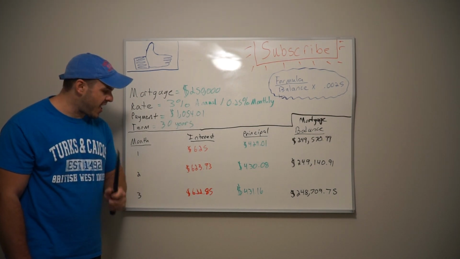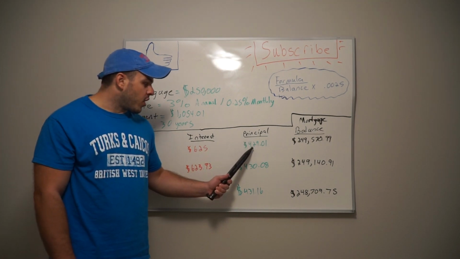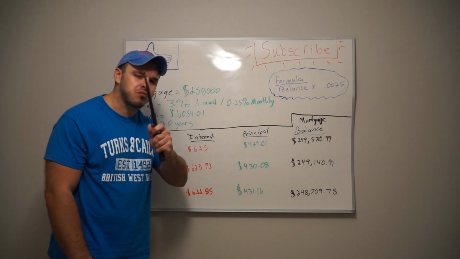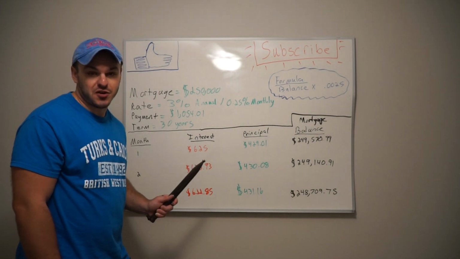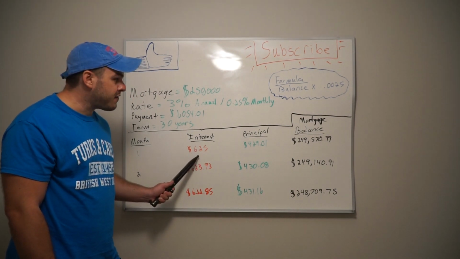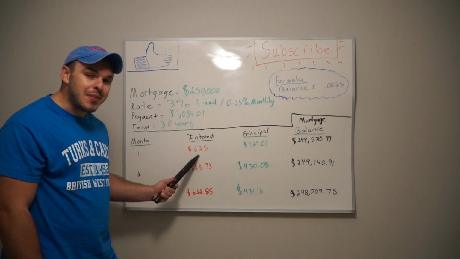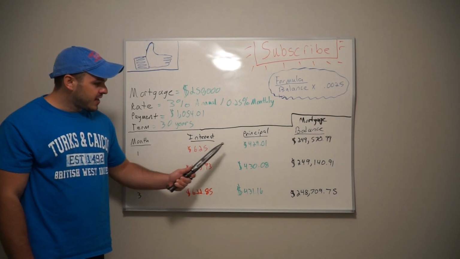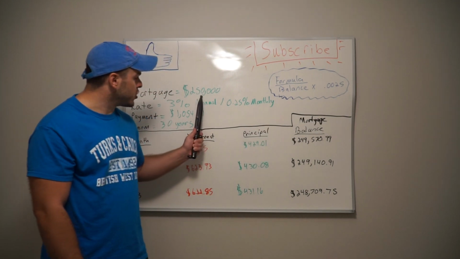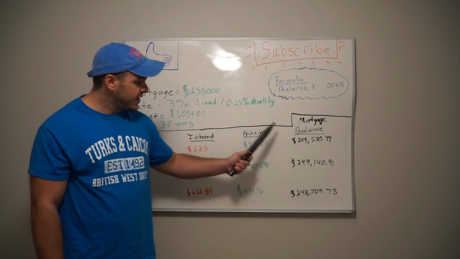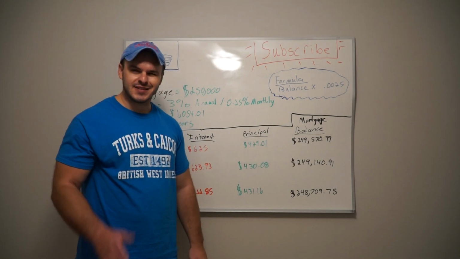$1,054.01, but you're going to pay $625 of interest and $429.01 of principal, okay? Now, interest is just the bank making money off of you, okay? This $625 is not going to pay down this $250,000. This is going directly into the bank's pocket, okay? This principal, this $429.01, is going to reduce your balance from $250,000 to $249,570.99. Does that make sense?